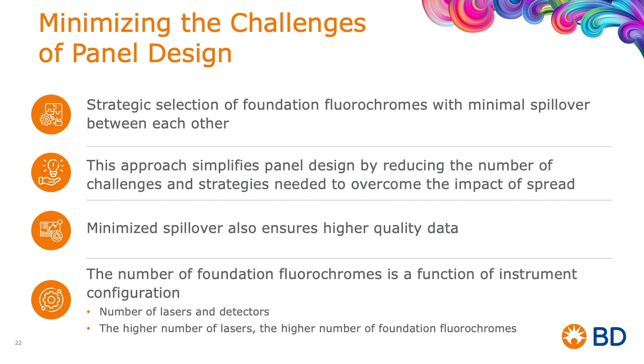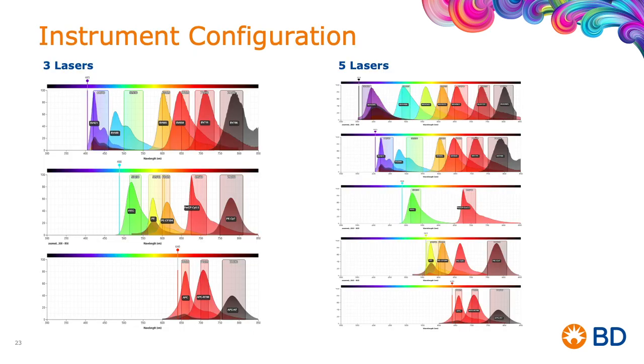And what is really important to understand is that the number of foundation fluorochromes is a function of instrument configuration, the number of lasers and detectors that we have. And as I will show in a couple of slides, the higher the number of lasers, the higher the number of foundation fluorochromes, which brings us back to the benefit of a 5-laser configuration. So we are going to compare here, side by side, a 3-laser configuration on the left, which usually can take us up to 12 colors, and a 5-laser configuration on the right.